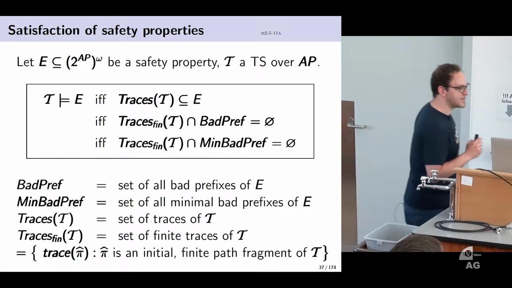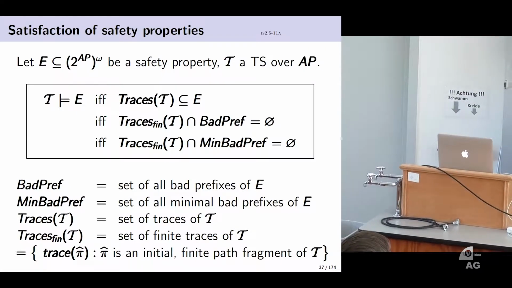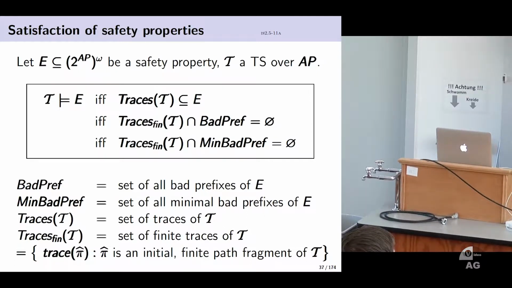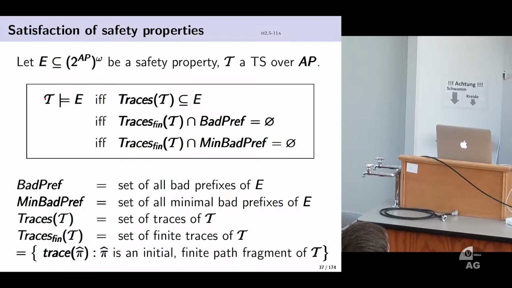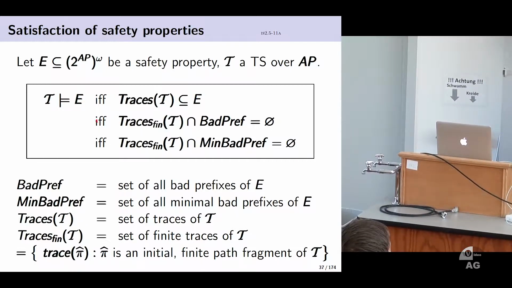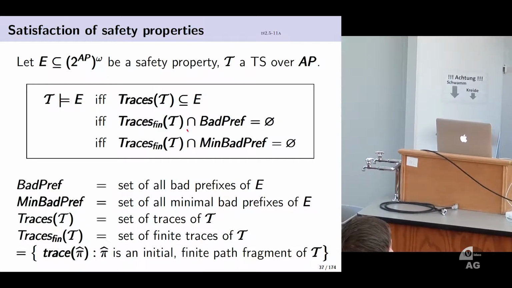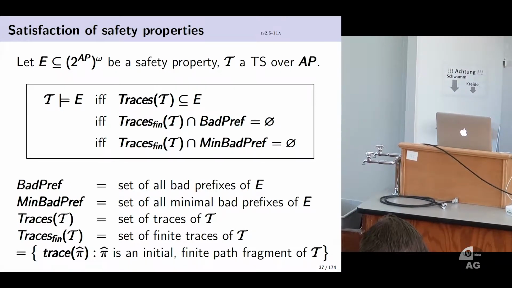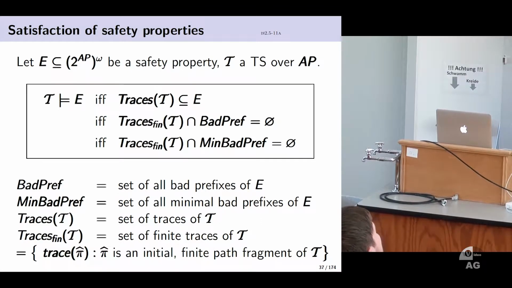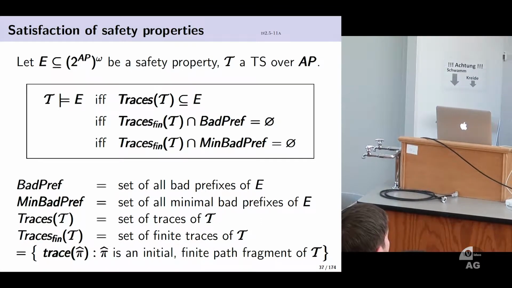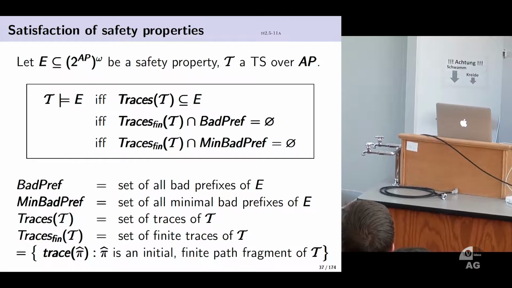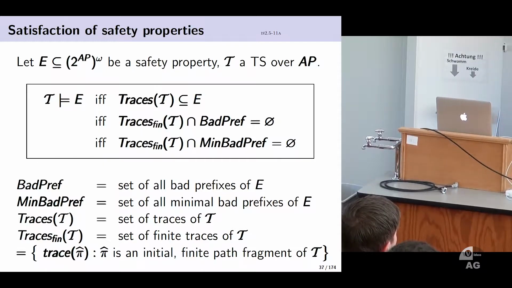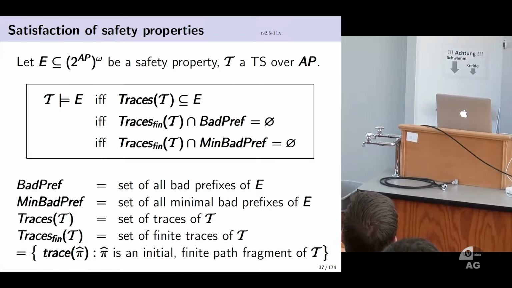And if I may take over this projector, I would like to show you exactly this statement. A transition system satisfies a linear time property if and only if the finite traces intersected with the bad prefixes of the property are empty. So let's look at the proof. Please complain if there is something you cannot read. Okay, let's write it down first, what the statement is.